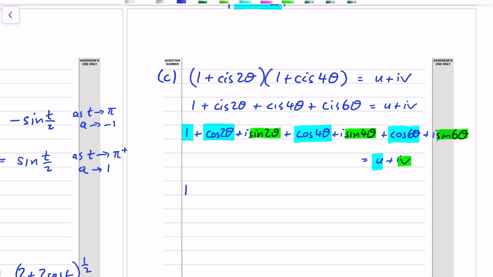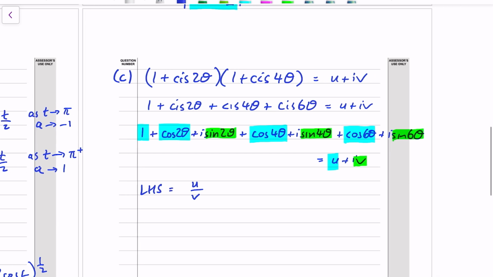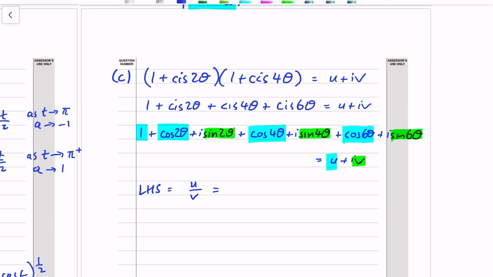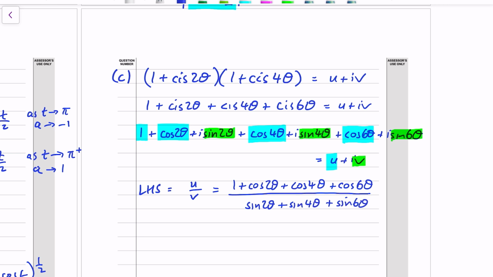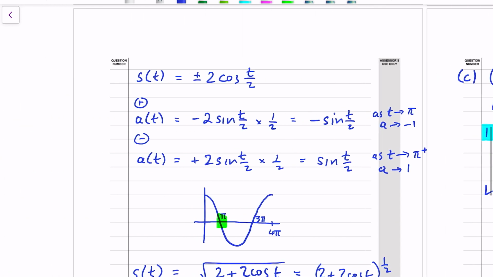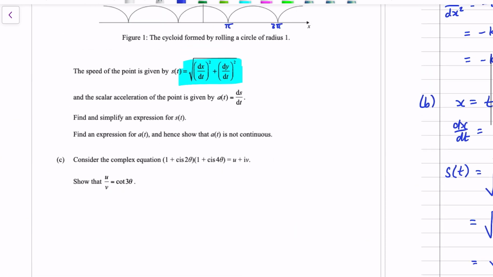Okay, so the proof starts with left-hand side is u over v, which is equal to the blue stuff, 1 plus cos 2 theta plus cos 4 theta plus cos 6 theta, all over the green stuff, sine 2 theta, sine 4 theta, sine 6 theta. And somehow we need to prove that it all comes down to cotan of 3 theta.